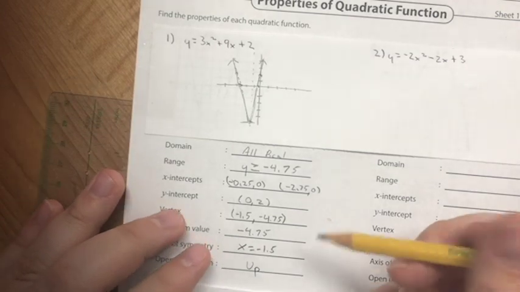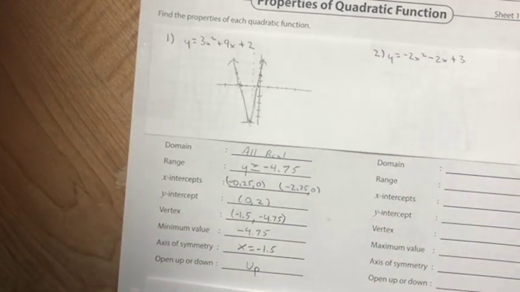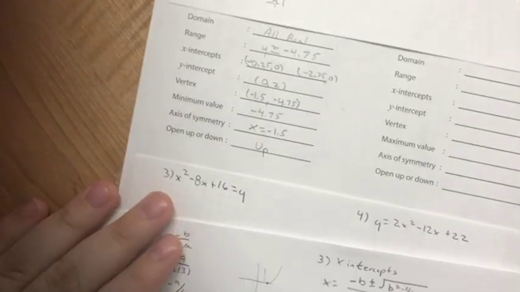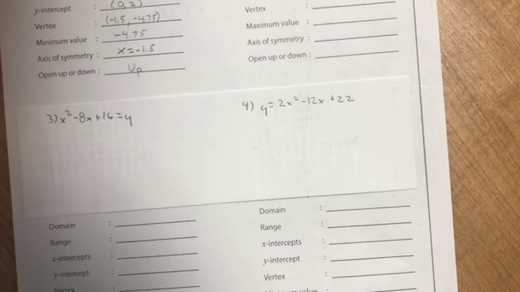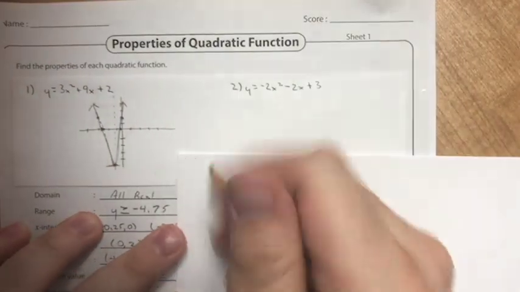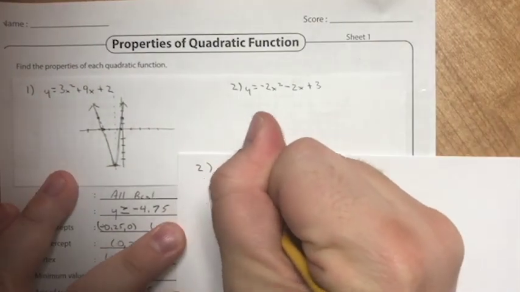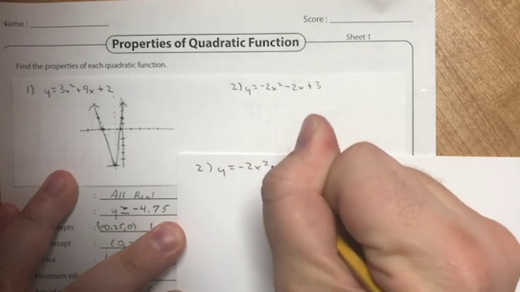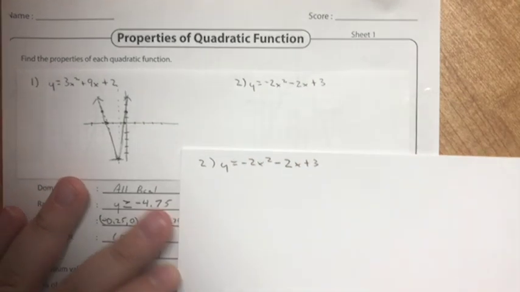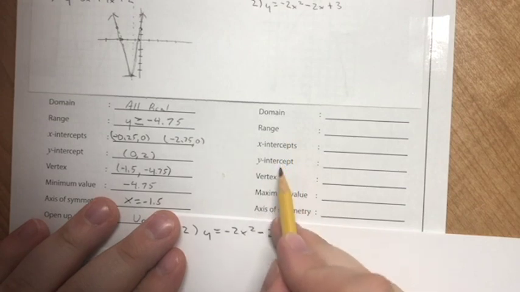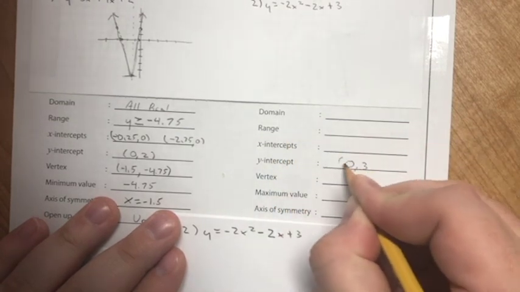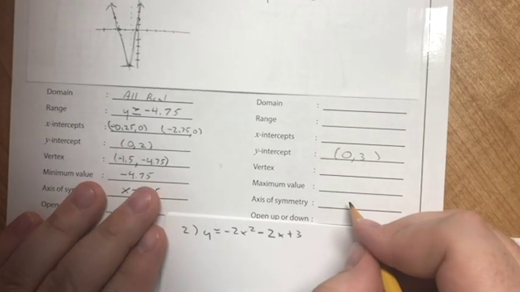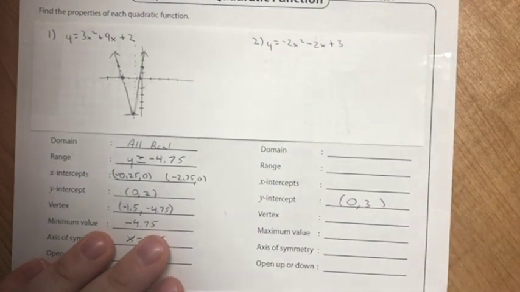All right? So let's try to do the next one a little bit faster this time. I'm going to go around and do each individual thing. So I have my equation, y equals negative 2x squared minus 2x plus 3. Well, the first thing I can do right off the bat is I know that my y-intercept is going to be at 0 and 3. That's easy to know. And I also know that this is going to open down because it has a negative 2 for my a value.